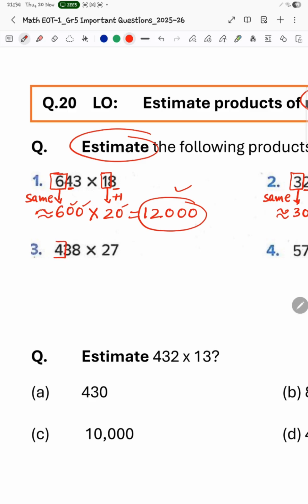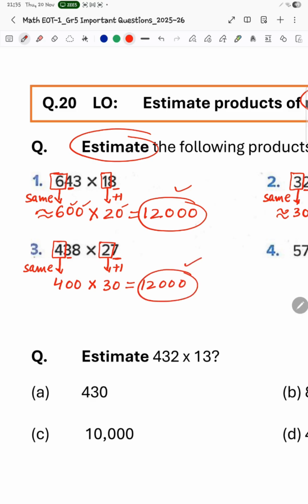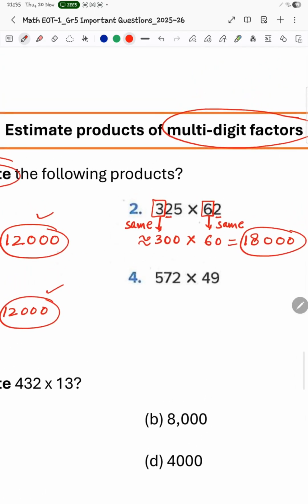Round 438 to the nearest 100. The same way, 3 is not good, 4 will remain the same and the rest of the digits will become 0. Same here, 7 is good, it will give plus 1, so it will become 30. So now 400 times 30 will give you 12,000. So this is your estimate. Question 4.